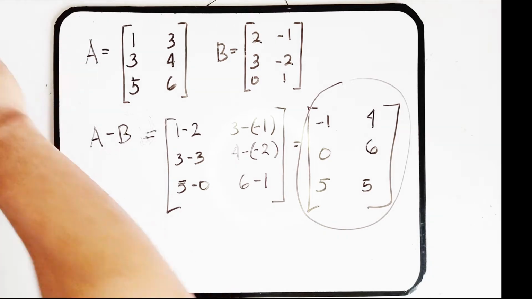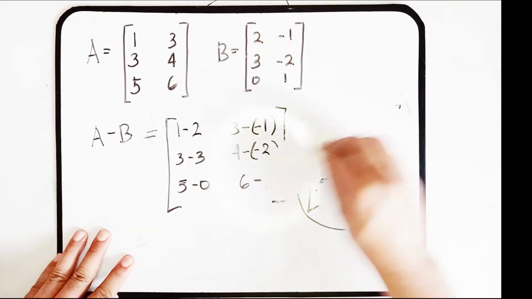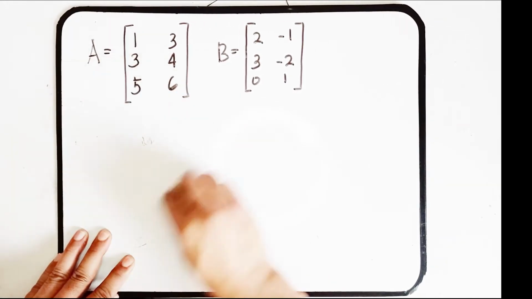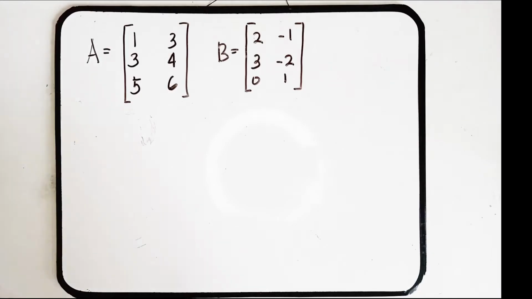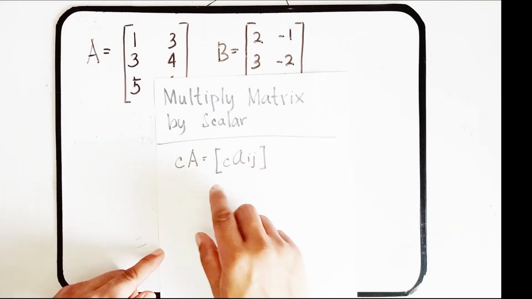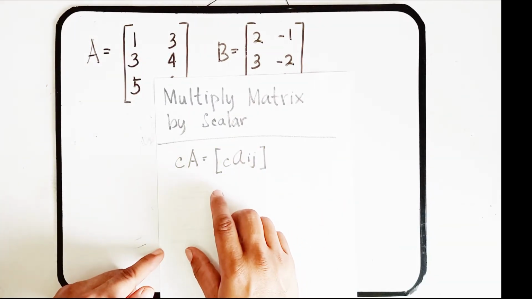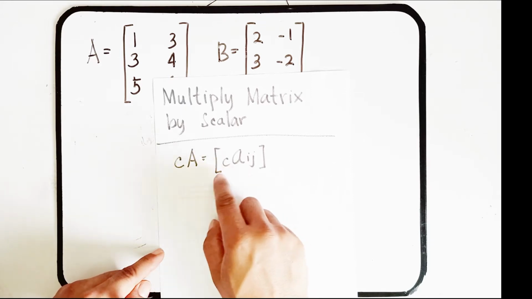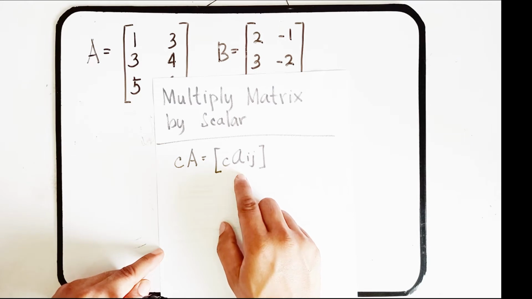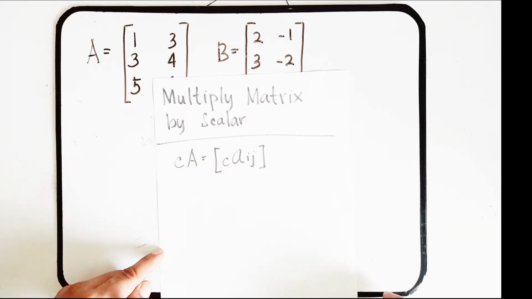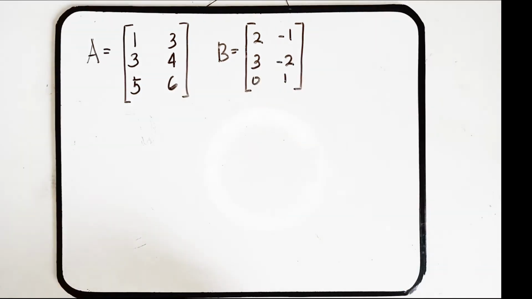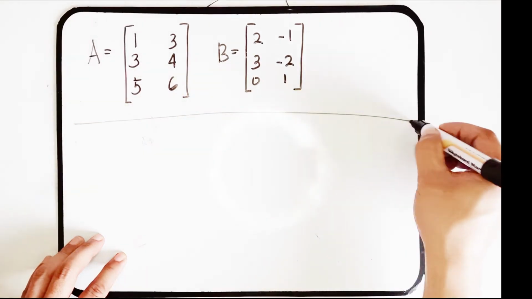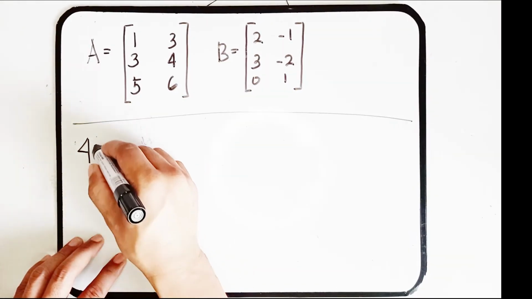Okay, so let's try a different example. So this time we will do multiplication by scalar. Matrix multiplication by scalar. Okay, if you can still remember a while ago, the way to do multiplication of a matrix by a scalar is you multiply that constant number to each element you have in your matrix. Okay, for us to see how it works, let's take this example. Let's say we have 4 times A.